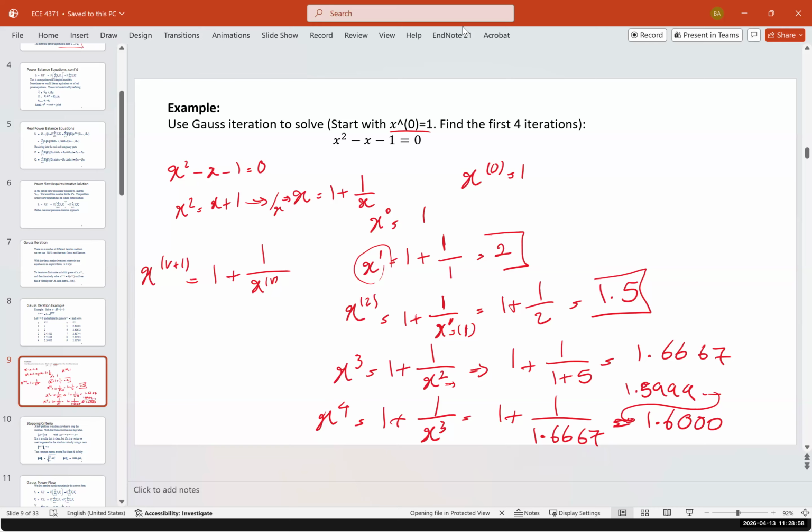So it's pretty clear. You already have the first iteration, use that to find the second iteration, then the third iteration, and so on. So again, x of 0 is equal to 1, then x of 1 is equal to 2, then x of 2 is equal to 1.5, then x of 3 is equal to 1.6667. Is it clear?